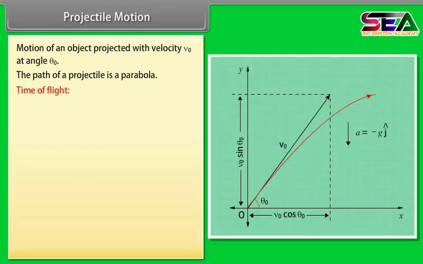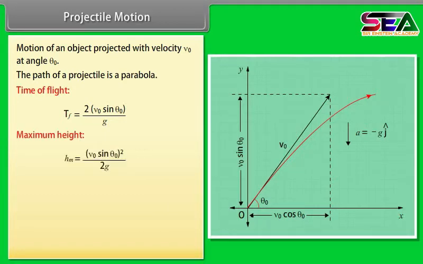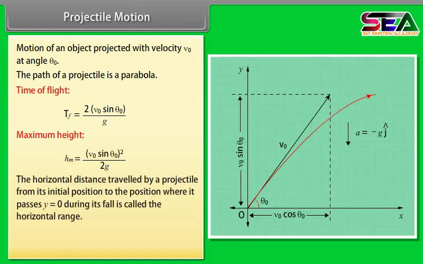Time of flight of a projectile is Tf equals 2 v naught sin theta naught divided by g. Maximum height of a projectile is Hm equals (v naught sin theta naught) squared divided by 2g. The horizontal distance travelled by a projectile from its initial position to the position where it passes y equals 0 during its fall is called the horizontal range. Horizontal range of a projectile is given by v naught squared times sin 2 theta naught divided by g.